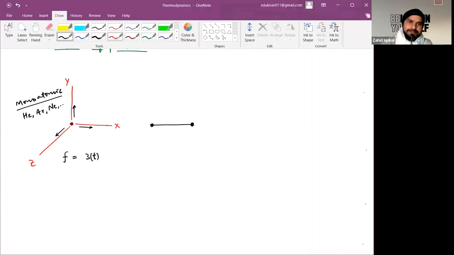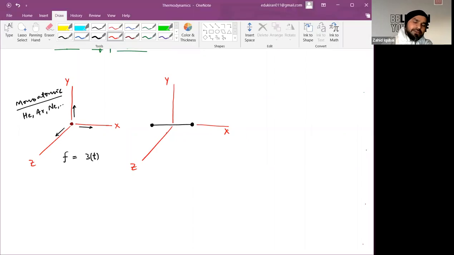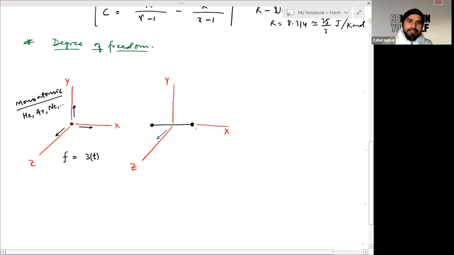It will act like this. So let's say this is the y-axis, z-axis, x-axis. This particular diatomic molecule will tend to move along this direction, as well as this direction, due to its translational part. So we can say the total number of degrees of freedom in this diatomic molecule due to translation will be 3. This is any diatomic particle such as hydrogen, oxygen, nitrogen, chlorine, and so on.